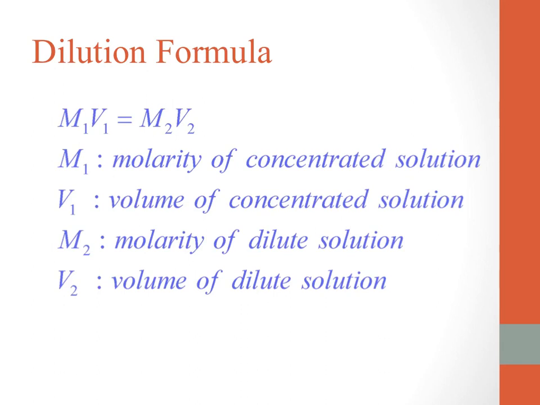Now the formula for dilution is located up here at the top. It's M1V1 equals M2V2, where M1 is defined as the molarity of the concentrated, or what we just defined as the stock solution, and V1 is the volume of the stock solution. M2 is the molarity of the dilute solution, and V2 is the volume of the dilute solution. Now in these problems, you'll be given 3 out of these 4 variables, and you'll be asked to solve for the missing variable.